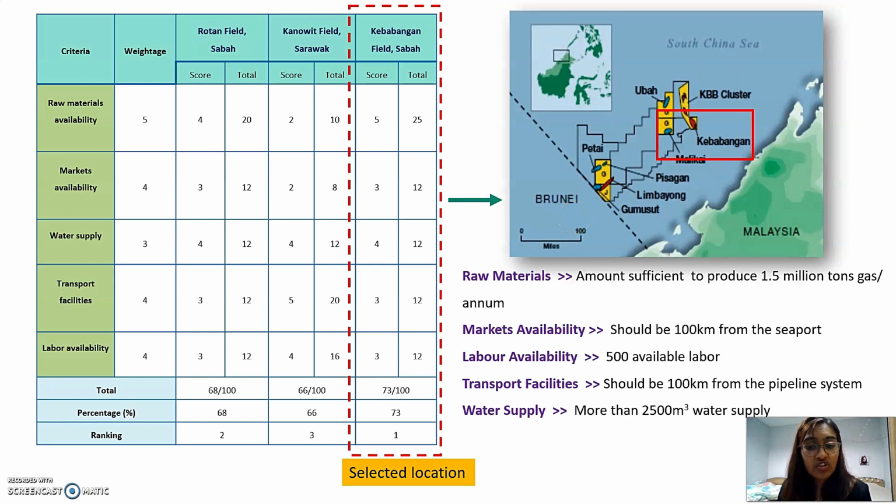And based on the current global demand and production gap, the plant capacity is estimated to be 1.5 million tons per year with a running plant operation of 330 days. Hence, the selected site of Kebabangan field, which comprises 6 wells and a natural gas capacity of 2 trillion cubic feet, is able to accommodate the required plant capacity and sustain the LNG demand for over 20 years of plant operation.